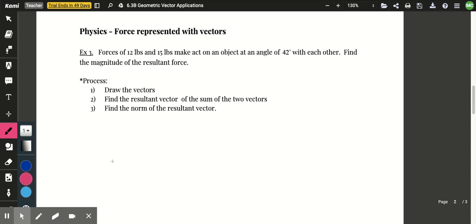Right, we can use vectors to represent forces. So this would be an application of these things in physics.